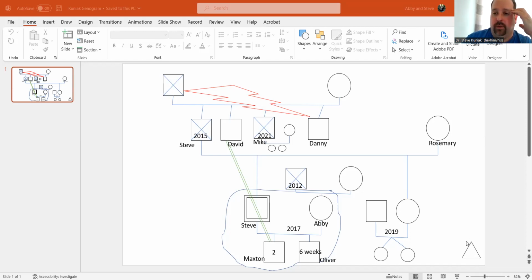Triangles were typically used for non-binary, trans. If the person has transitioned, you would use what they have transitioned to, because a trans male is male from our perspective. But there are some unique symbols for new things that are being developed.